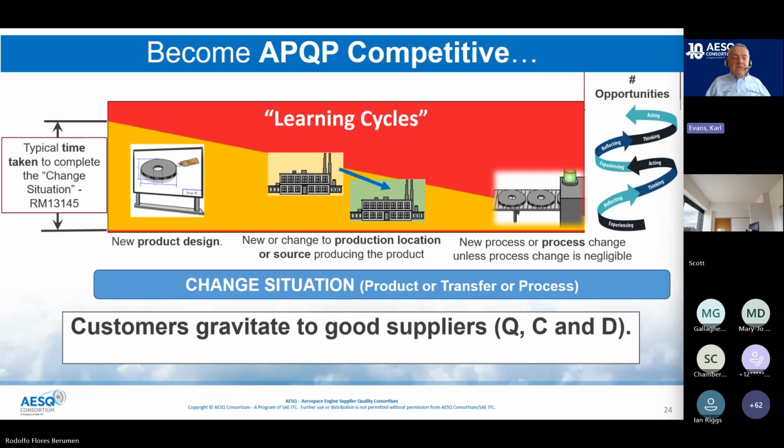And as suppliers, it's really important to remember that customers will gravitate to good suppliers in terms of QCD. What I mean by that is the more competitive you become at APQP, the better you will be at ensuring quality, cost and delivery performance, which is a natural want for any customers going forward. Can you move on one more slide, please?